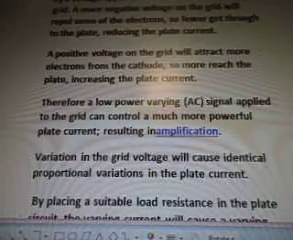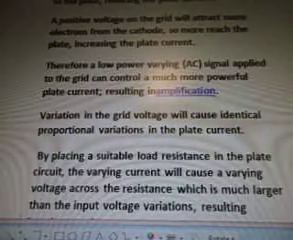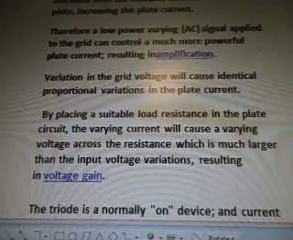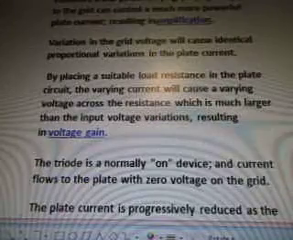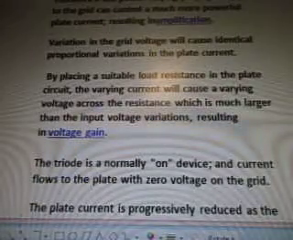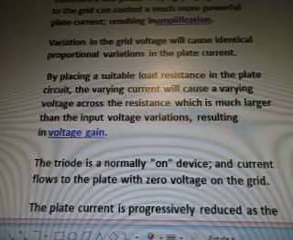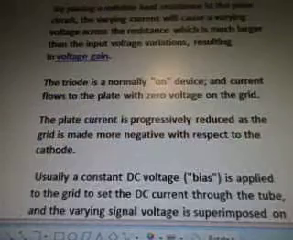Therefore, a low power varying AC signal applied to the grid can control a much more powerful plate current, resulting in amplification. Variation in the grid voltages will cause identical proportional variations in the plate current. By placing a suitable load resistance in the plate circuit, the varying current will cause a varying voltage across the resistance, which is much larger than the input voltage variations, resulting in voltage gain.